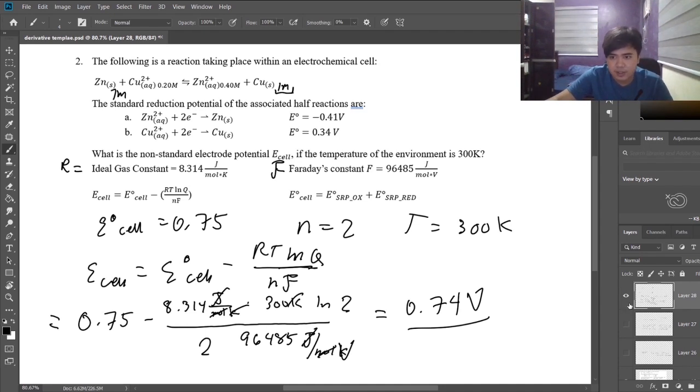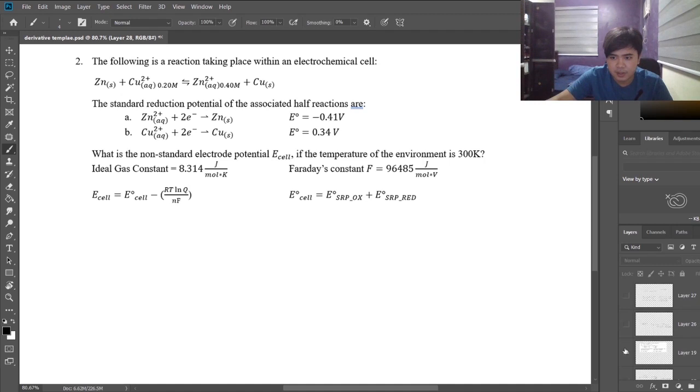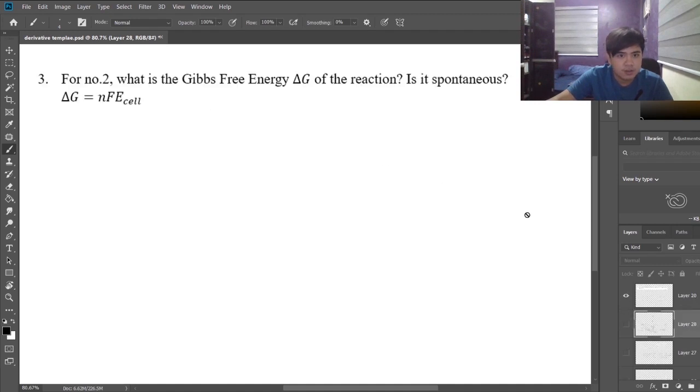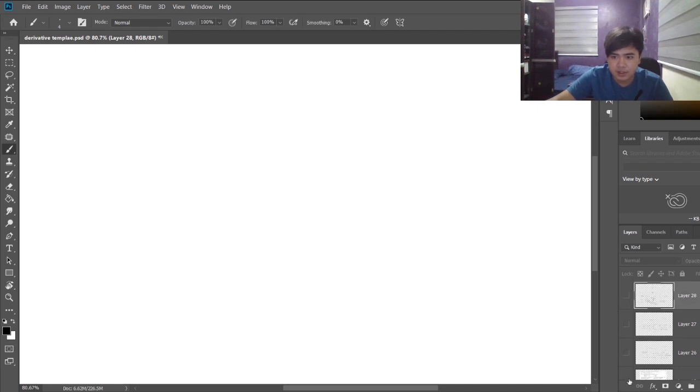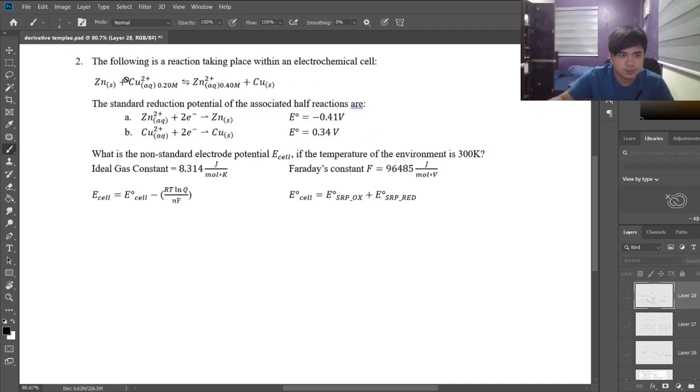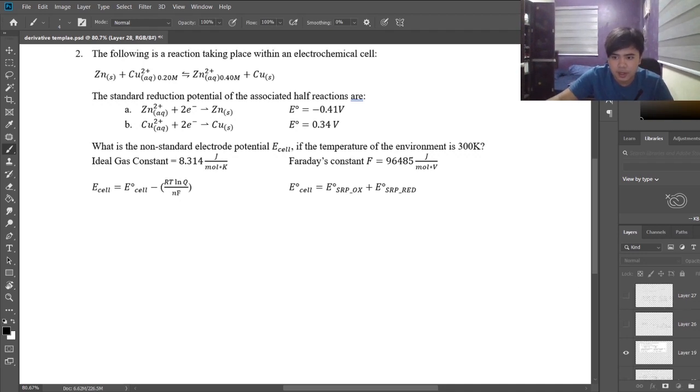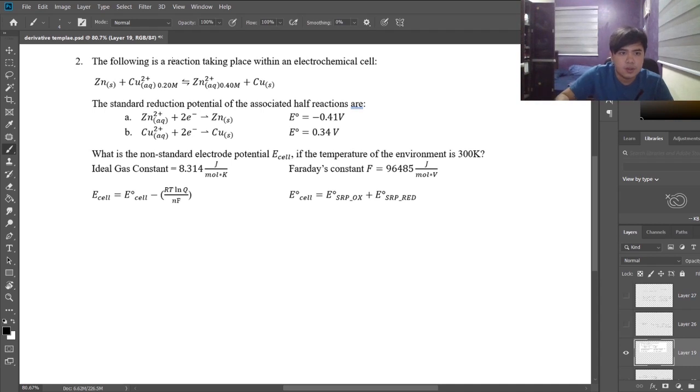All right. The next question is related to this a bit, which is, for number two, what is the Gibbs free energy of the reaction? Is it spontaneous? Let's go back to the reaction. This is the reaction. What we're trying to find is the delta G, which is the Gibbs free energy, the non-standard Gibbs free energy.